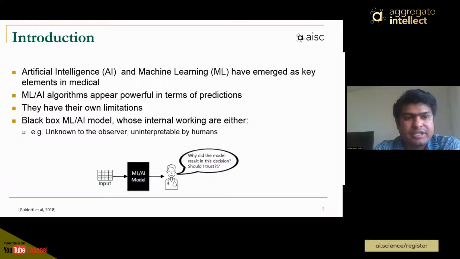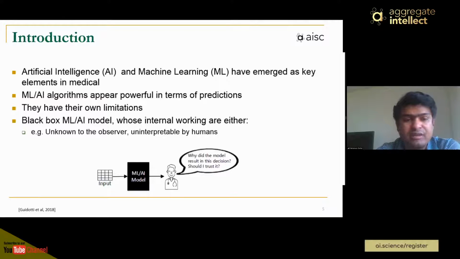So artificial intelligence and machine learning has emerged in sensitive domains such as medical, and state of the art shows that ML algorithms are powerful in terms of predictions. However, they have certain limitations. As you can see in this picture, it takes an input and then performs some kind of computation, and it shows results. It does not provide any kind of insights into why this model is reaching a particular decision.